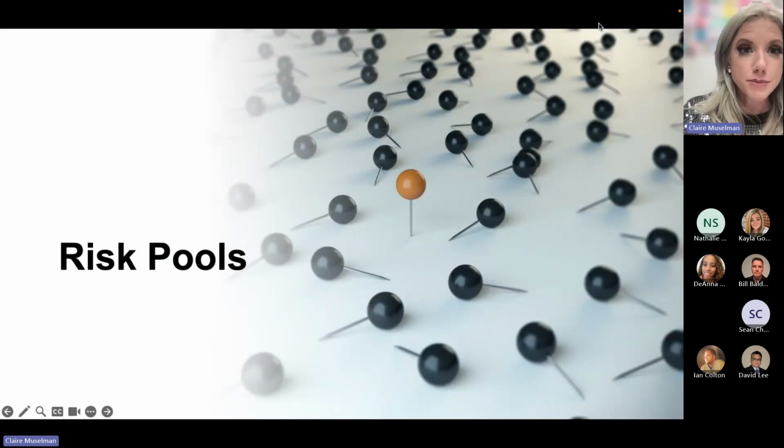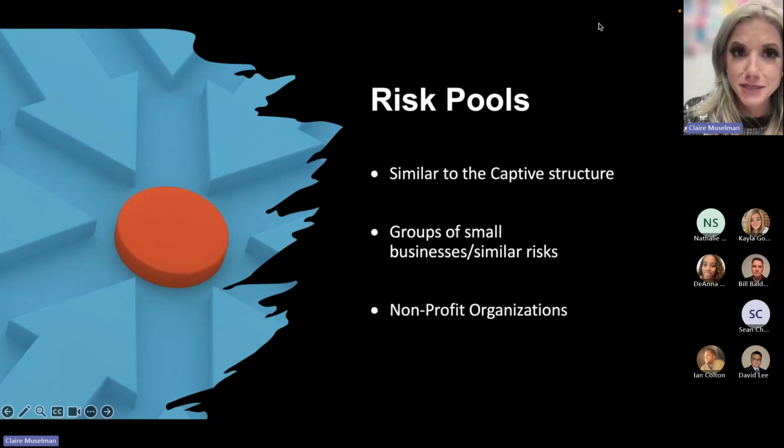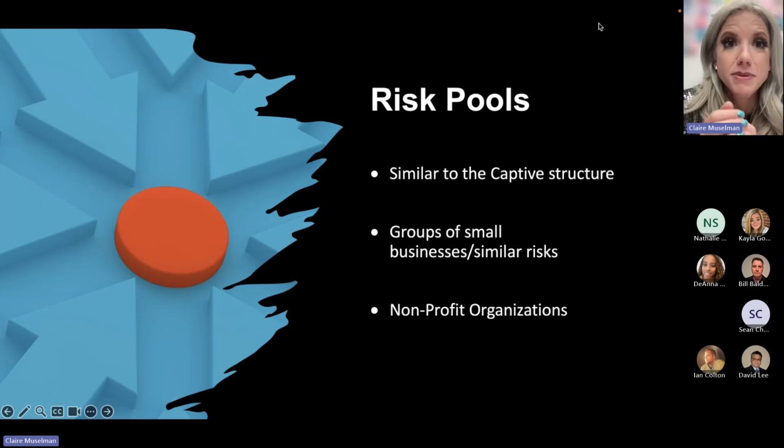risk pools? Risk pools are very similar to captive structure, but these are really small. They're groups of small businesses or nonprofit organizations that have to pool themselves together to be able to transfer some of that risk. Each member pays a premium in, and it operates as an insurance company, very similar to captives. But these guys have to band together because individually they would not be able to purchase insurance by themselves.